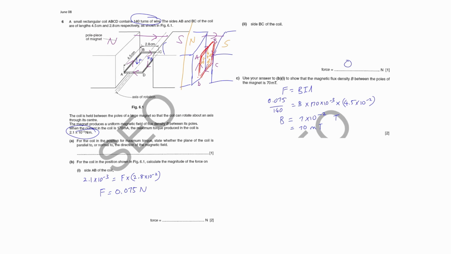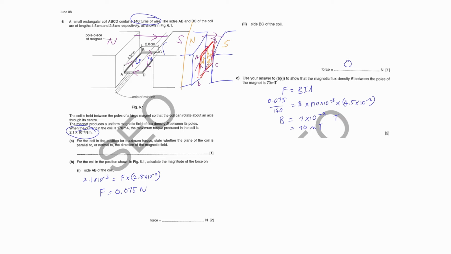A small rectangular coil ABCD contains 140 turns of wire. So I want you to imagine that this coil here has 140 turns. That means it's one wire going around 140 times. And the sides are given, the lengths, and then they told you that the coil is held between the poles of the magnet, which is here. And you want to find out, for the coil in the position for maximum torque, state whether the plane of the coil is parallel to or normal to the direction of the magnetic field.